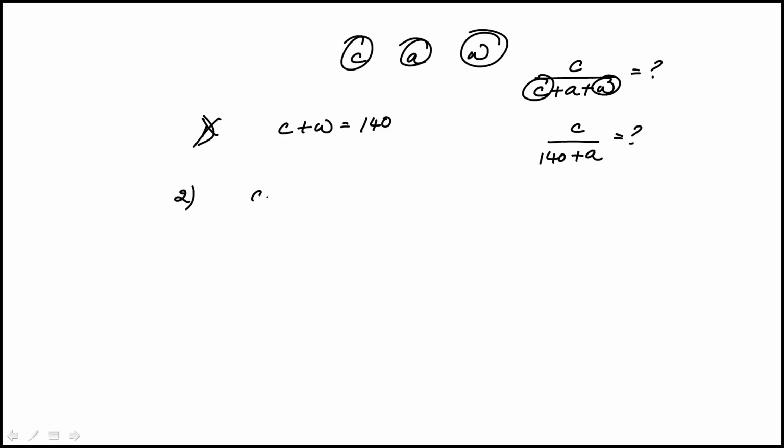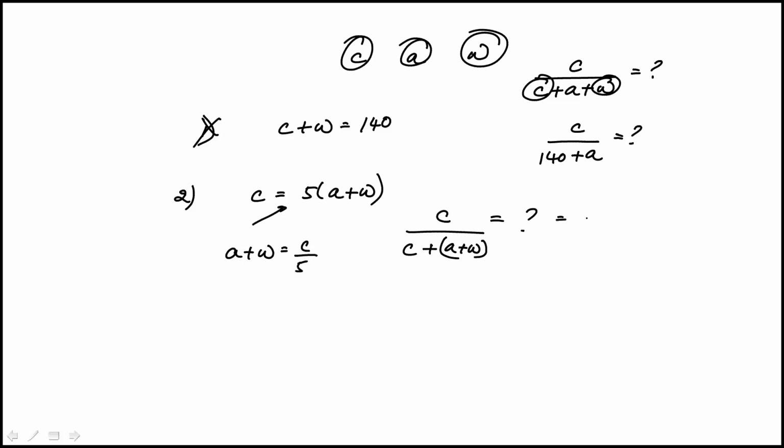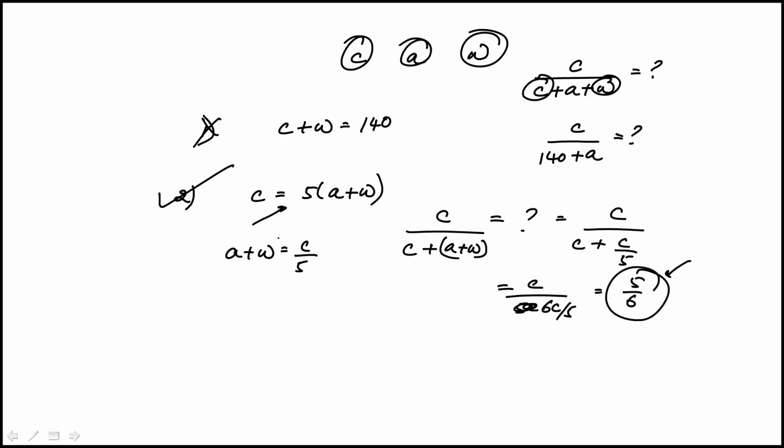2 says the number of cashews in the bowl is 5 times the number of almonds and walnuts in the bowl. So you always want to probe the expression and see, can we get a unique value? And you'll see that this means A plus W is 1/5 of the number of cashews. And if you replace that here, you will see that this will be a unique value. You don't have to necessarily compute this. It's 6C over 5, this will actually end up with 5/6. That's the probability. So 2 alone is sufficient. And the answer is B.